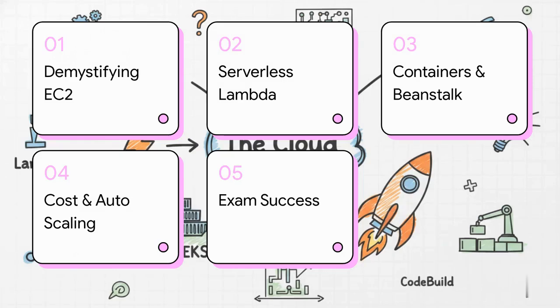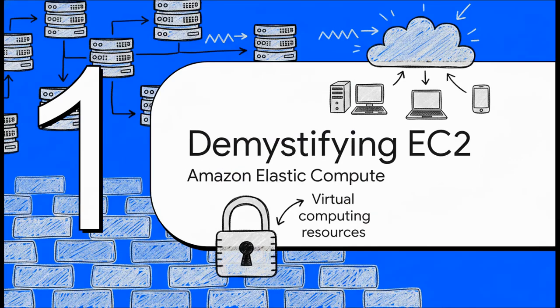To get you completely exam ready, we're going to journey across what we call the compute spectrum. We'll start by demystifying EC2, then we'll look at serverless, Lambda, dive into containers and Beanstalk, cover cost and auto-scaling, and finally wrap up with exam success tips. Okay, Section 1. Let's start by demystifying EC2, which is your core virtual computing resource.